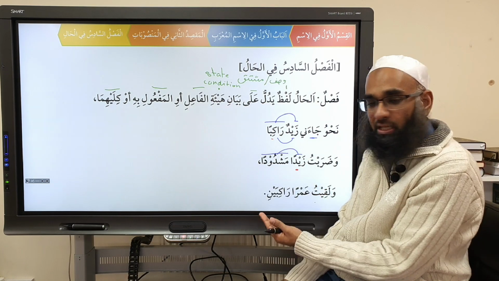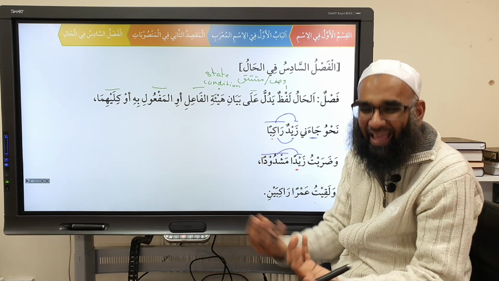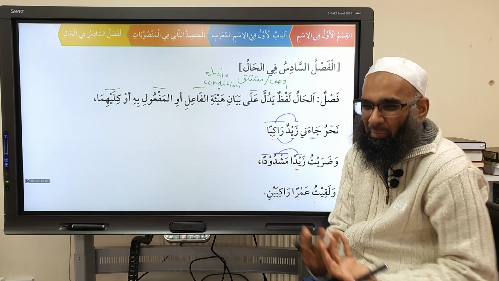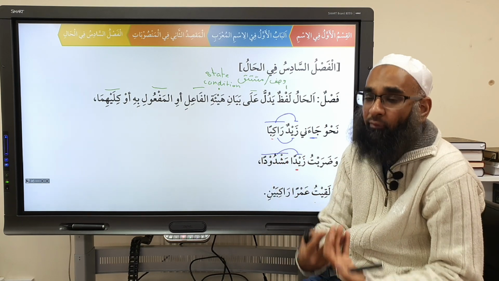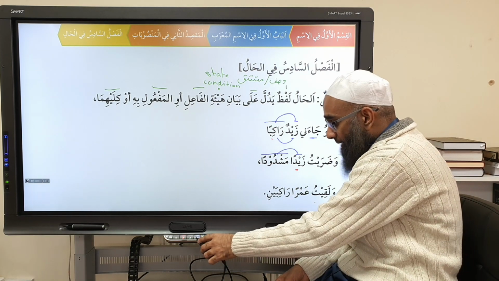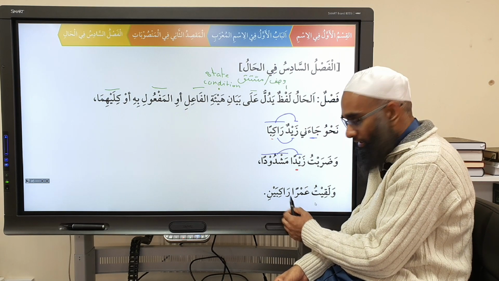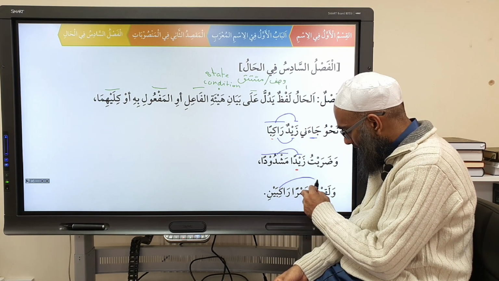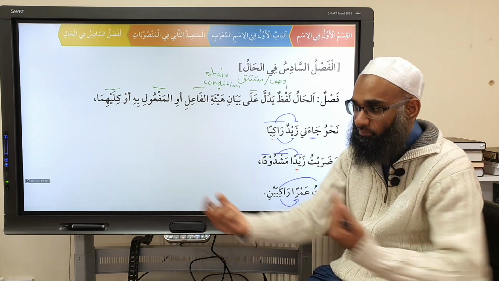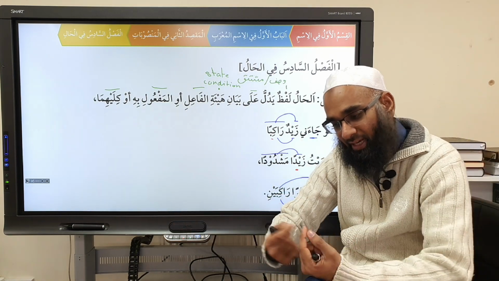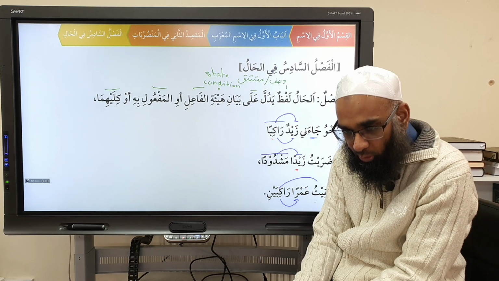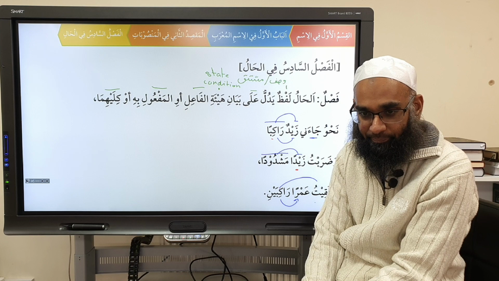So yes, this is theory, but you wouldn't find examples where you have a hal of both fa'il and maf'ul at the same time. It's very rare, or probably if you find one in your lifetime in normal text, apart from the books of grammar, you'll be lucky. But it does exist in theory. لقيت أمرا راكبين. I met Amr riding. Who was rakib? Me and Amr. We were both riding horses or scooters or something, and we were passing by each other, and I met him. We were both riding. So the fa'il, maf'ul bihi, or both of them.